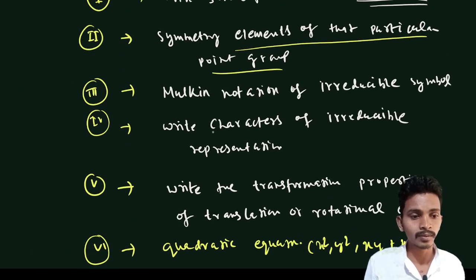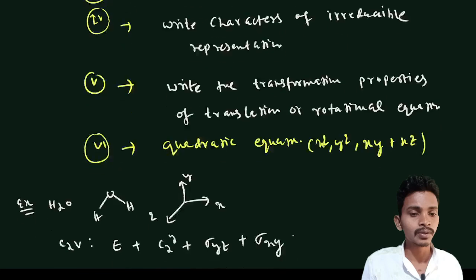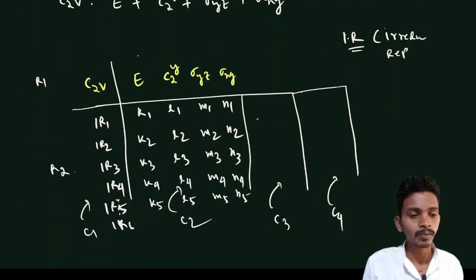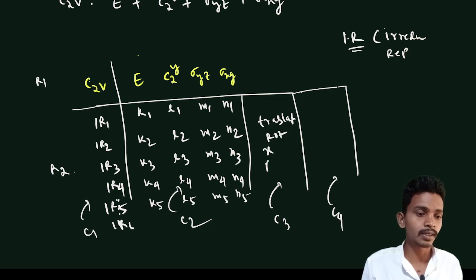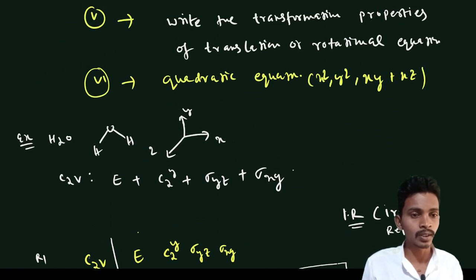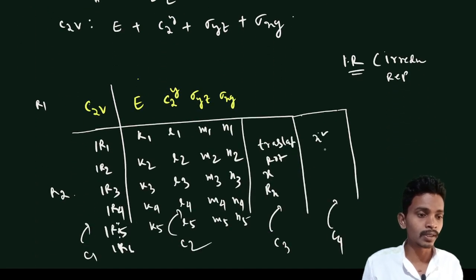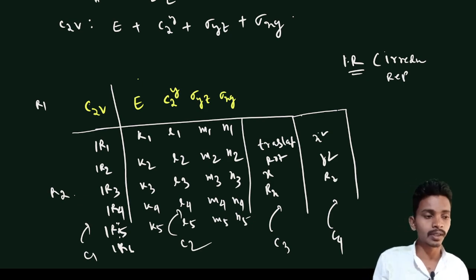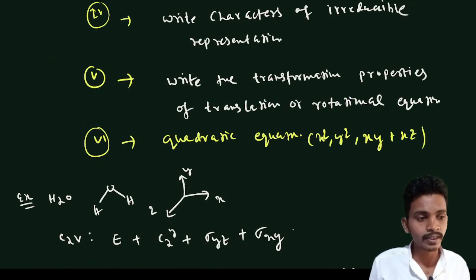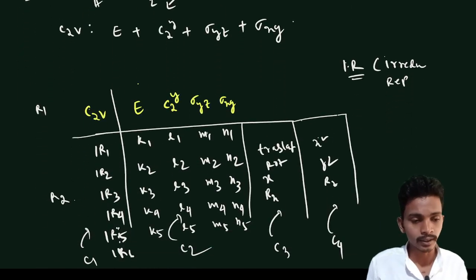Now after that, write the transformation properties of the translational and rotational quantities. So here we have to put the translational and rotational values. Translational and rotational means like x, Rx, like that value you have to put here. Here any quadratic functions that the point group has, so maybe x square, y square, like that value will come. So this is what this six-point format says, that these things should be included in the character table.